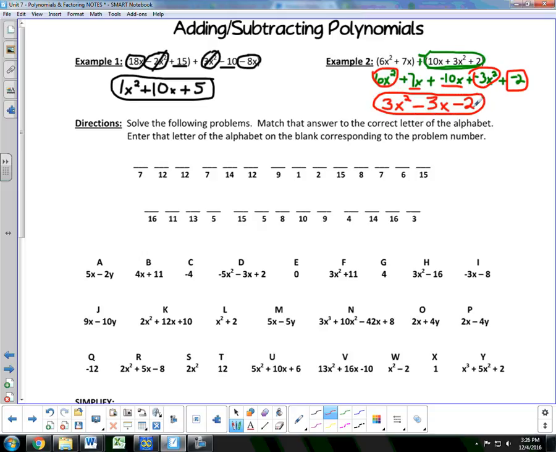And notice how both of these are in standard form because the highest power is first, the next highest is second, and the power of 0 term is last.